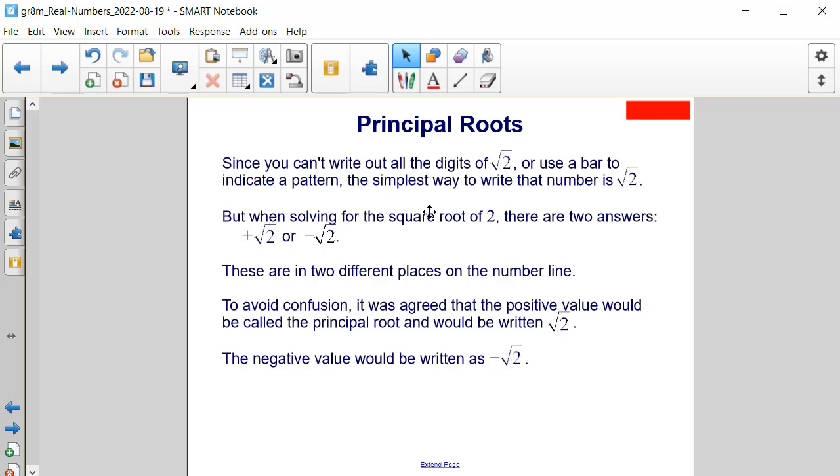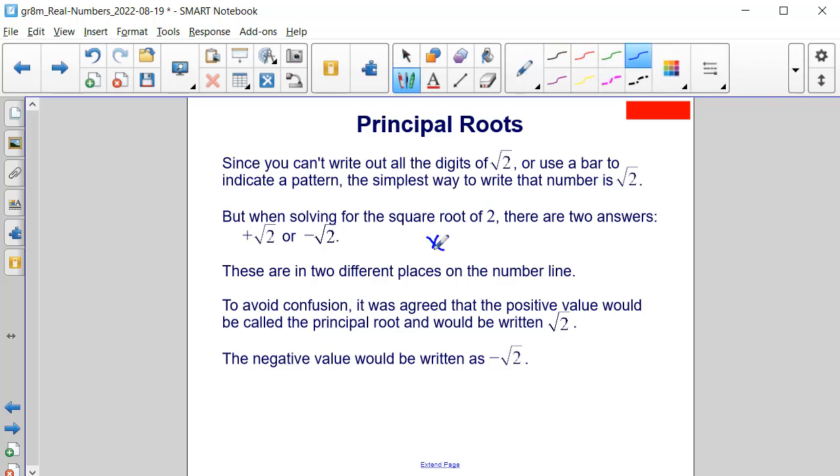But when solving for the square root of 2, when you have x squared is equal to 2, and then you square root both sides to undo the square, there are two answers, positive square root of 2 or negative square root of 2. And these are in two different places on the number line. In order to avoid confusion, it was agreed that the positive value would be called the principal root and would be written as just the square root of 2, meaning you don't have to have the positive sign in front of it. The negative value would be written as negative square root of 2.